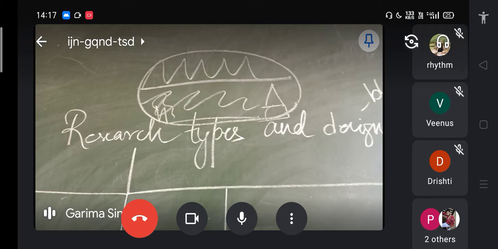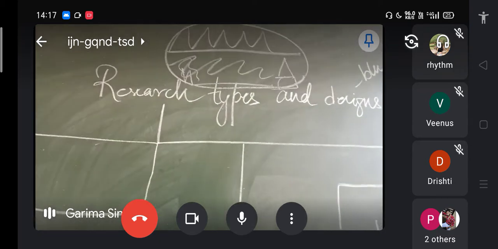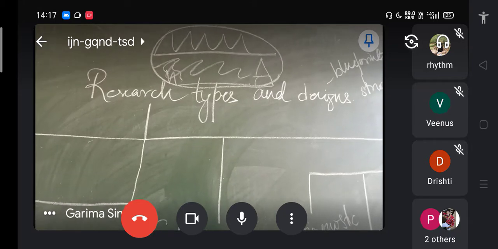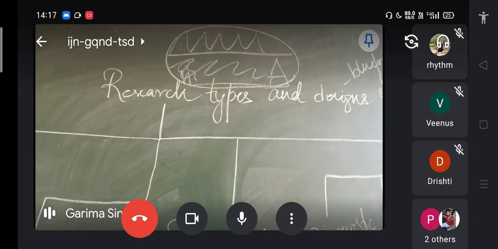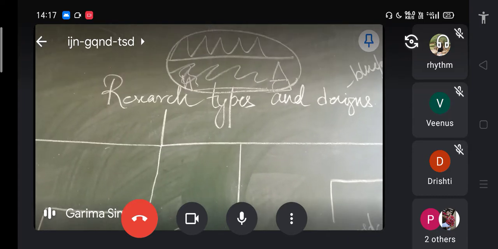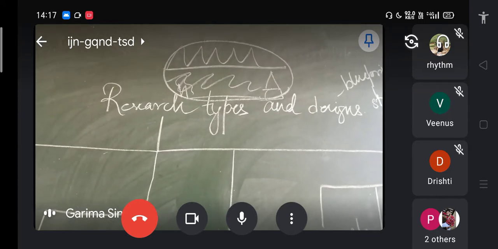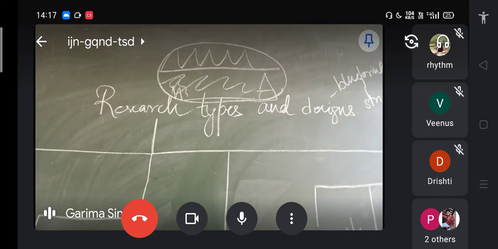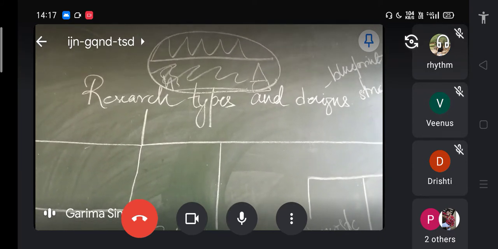Now, what do you mean by types? Types is basically of how many different ways you have to do your research. So as every research is different, you can have n number of types to do your research. But then there are few broad types which are fruitful to attempt in specific situations.